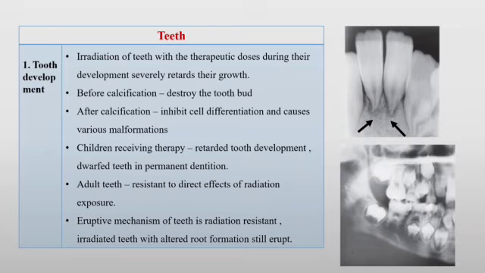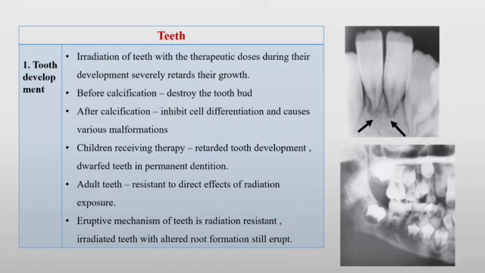Next is teeth. Irradiation of teeth with therapeutic doses during development severely retards their growth. Children receiving radiotherapy to the jaw may show defects in permanent dentition such as retarded root development, dwarf teeth or failure to form one or more teeth. If exposure precedes calcification, it may destroy the tooth bud. If radiation occurs after calcification, it may inhibit cellular differentiation causing malformed teeth and arrested growth.